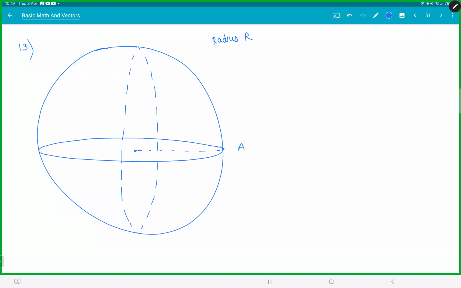So we have a radius r here, we have point A here. So an aeroplane, you can even replace this with a drone. An aeroplane flies from A to B along the equator.